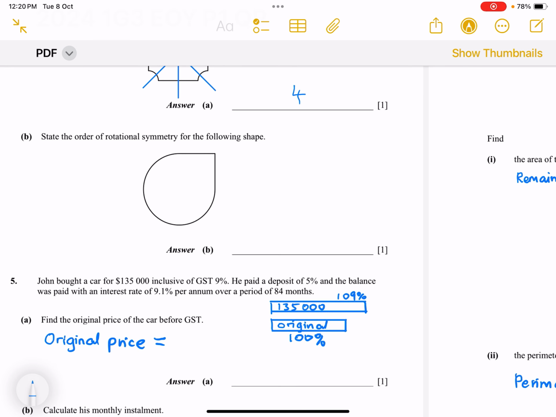Rotational symmetry. The order is the number of times which we can turn to fit into the original position. So this is the original position. So there's only one possibility. 360 degrees will give us back only one turn.